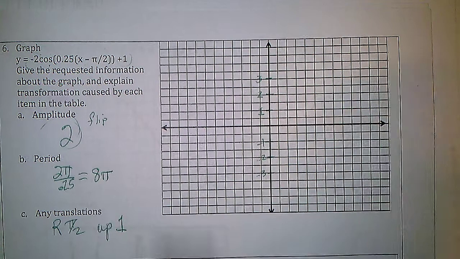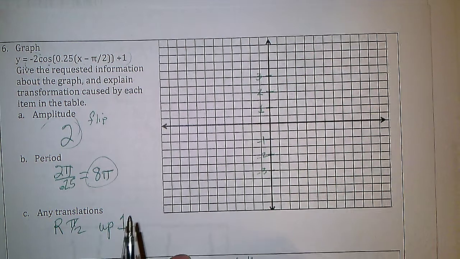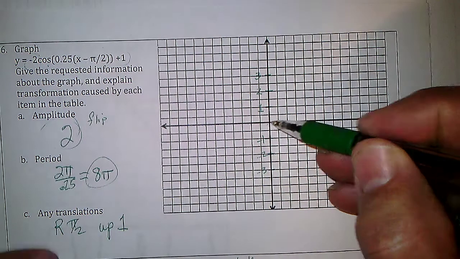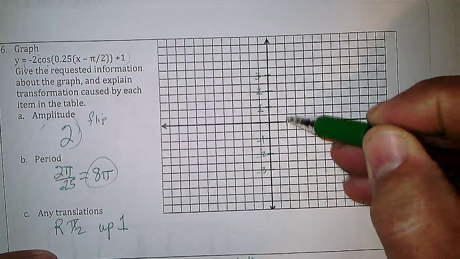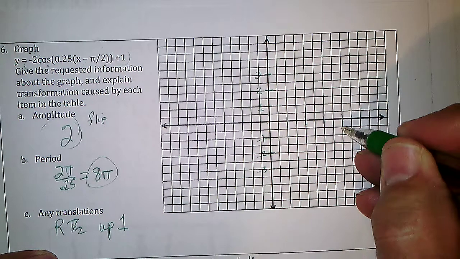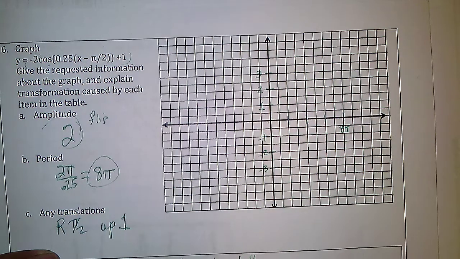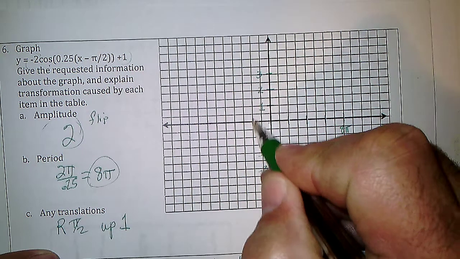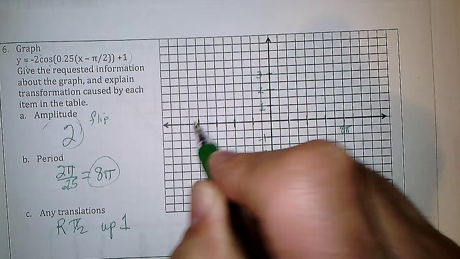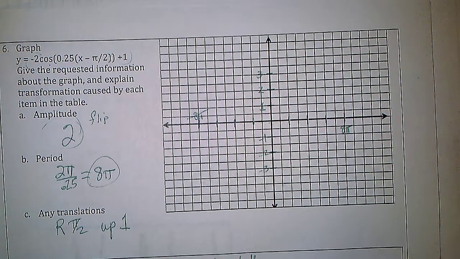The period is 8 pi, and I have to divide it in 4 parts. So I want to go out 4 separate sections here. So I'm going to make it 1 section, 2 sections, 3 sections, 4 sections, and I'm going to make that be 8 pi. Okay? So that would be 2 squares, minus 2, 3, 4, and there's negative 8 pi. Get my units on there clear.